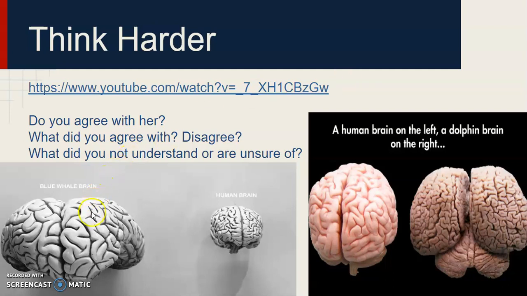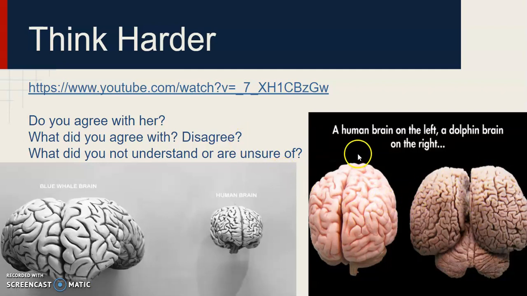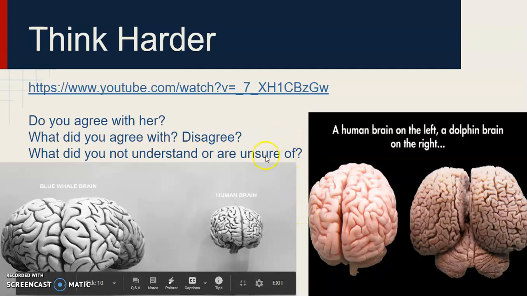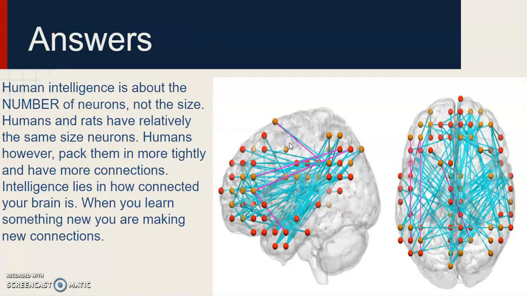This is a whale brain, blue whale, human brain. If it was just brain size, the blue whale would dominate the planet, but it's not. We're roughly the same size brain as a dolphin. And don't go telling me dolphins are smarter than humans. They're not. Every year I get some girl, "Oh, Mr. Grisco, dolphins are smarter than humans." No. They're not. They're smart. They're not human smart. We are the apex of brain intelligence here. So watch this video. See if you agree or disagree with her. And then if you didn't understand something, send me a message and we can talk about it.